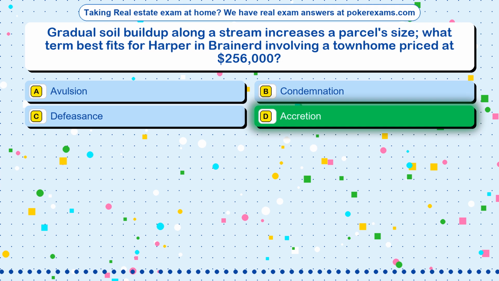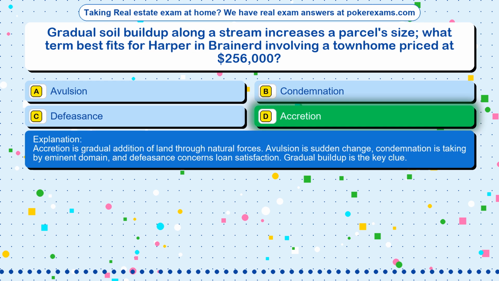The correct answer is option D, accretion. Accretion is gradual addition of land through natural forces. Avulsion is sudden change, condemnation is taking by eminent domain, and defeasance concerns loan satisfaction. Gradual buildup is the key clue.